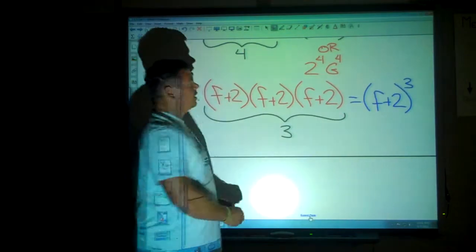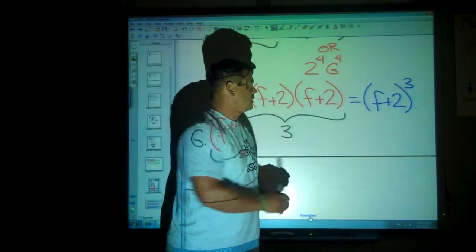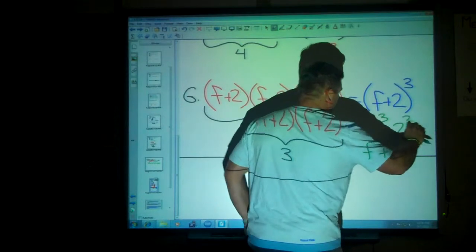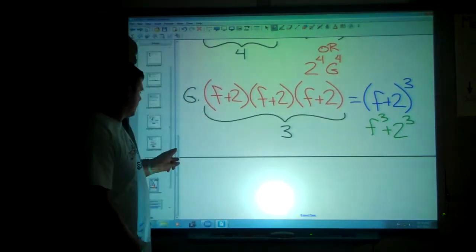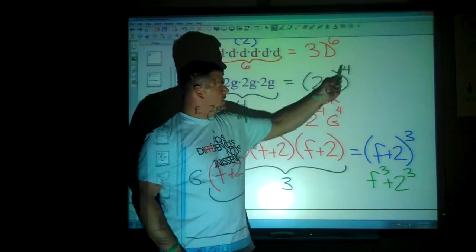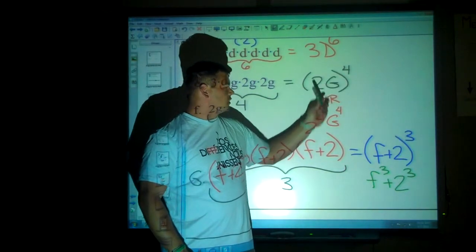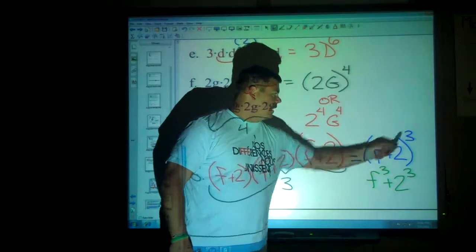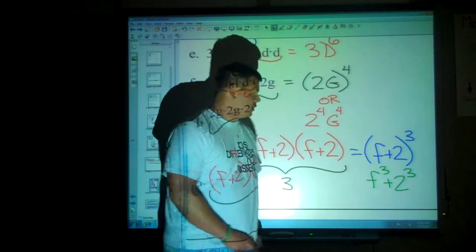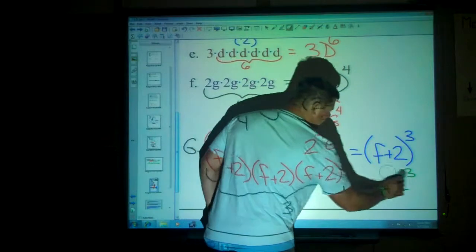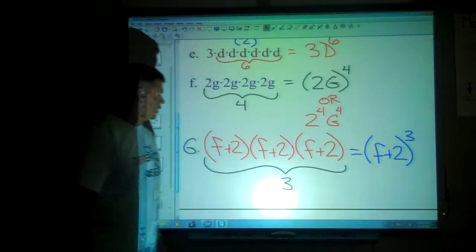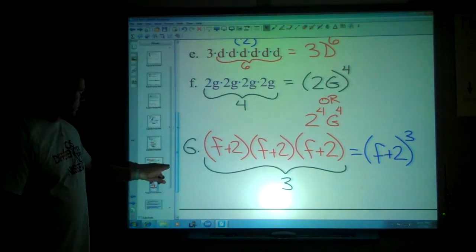Now, unlike up here, you could not say f to the 3rd plus 2 to the 3rd. That will not work. All right? I know we did it here, but that's because it was multiplication inside. And we'll discuss that more further. But because it's addition, you cannot distribute or give that 3 to both of those. You would be stuck at this point right here. That's as far as it would go. So that's kind of a bonus question there for you.